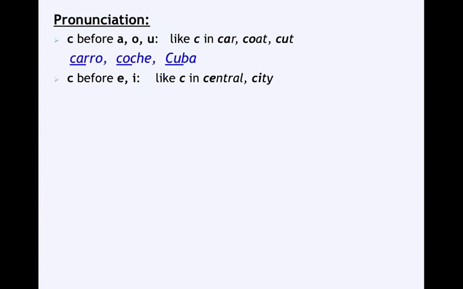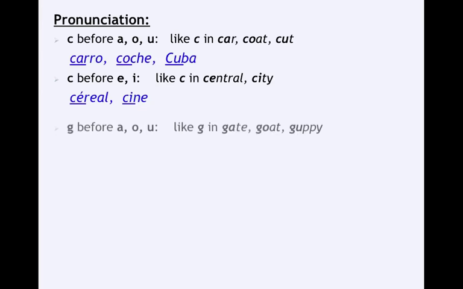The C before the vowels E and I is a soft C, like the C in central and city. Repitan, por favor. Cereal, cine, which means cereal and movies.